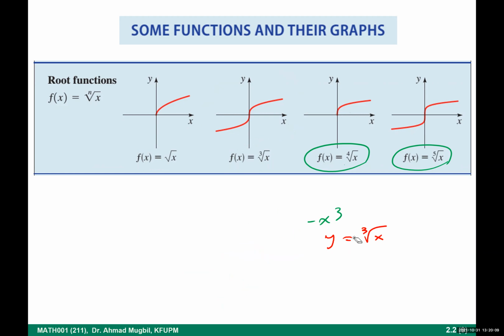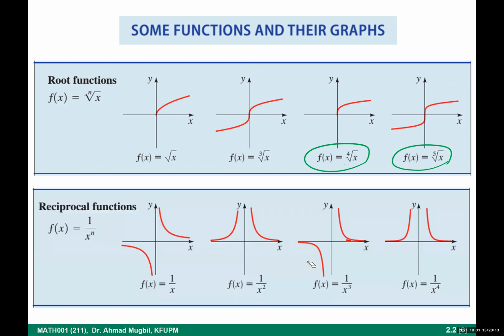Excellent. So the other types of functions: root functions, reciprocal functions. We will mention this also in chapter 3, but let's give an idea about them. Y equals 1 over x. X is not defined at what? Here, this will be undefined at what? At 0. So look here. When x is 0, what happens? We have a vertical asymptote.